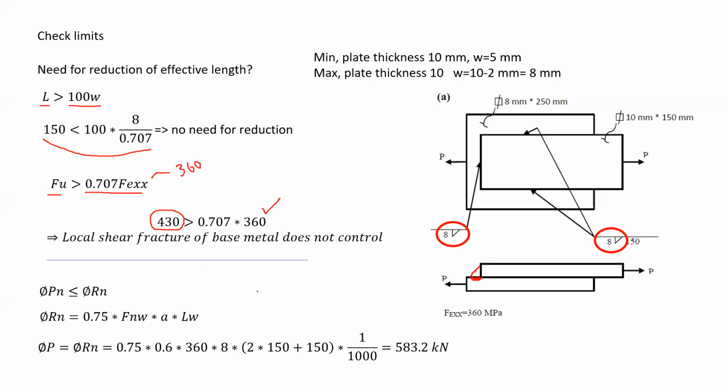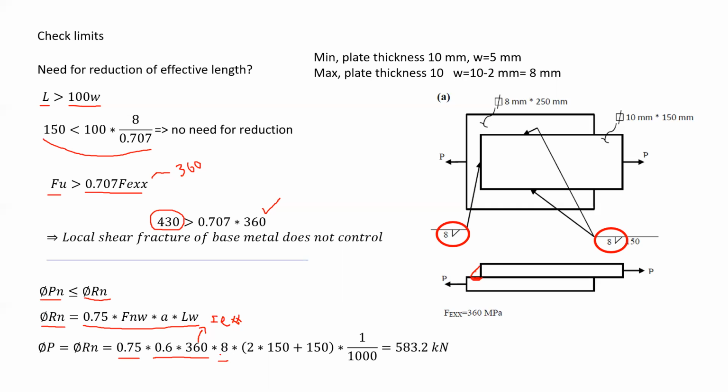Now I can calculate the factored load based on the capacity of my weld, and therefore the capacity of the weld should be, of course, bigger than the factored load that is applied. Now from here, I can calculate the capacity of my weld connection by using this equation. And if we substitute everything we have, 0.75 to factor the capacity, 0.6 multiplied by 360. 360 is the capacity of the welds, FEXX.